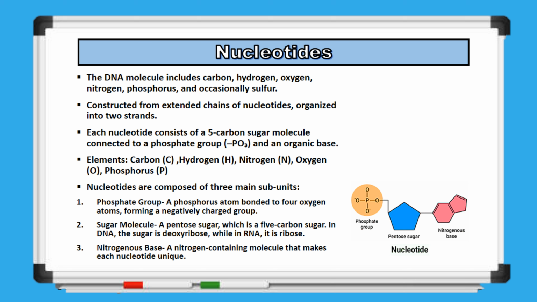And finally, we have the nitrogenous base. This is a molecule that contains nitrogen, and it's what makes each nucleotide unique. The sequence of these bases is what carries genetic information. So in short, every nucleotide is like a tiny puzzle piece made up of a sugar, a phosphate, and a base. Together, they form the long, information-carrying strands of DNA and RNA that make life possible.